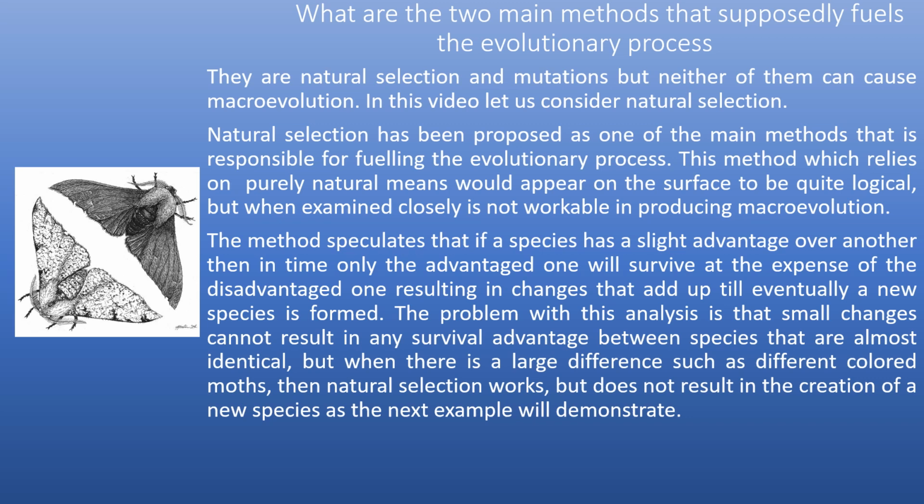The method speculates that if a species has a slight advantage over another, then in time only the advantaged one will survive at the expense of the disadvantaged one, resulting in changes that add up till eventually a new species is formed. The problem with this analysis is that small changes cannot result in any survival advantage between species that are almost identical. But when there is a large difference, such as the different colored moths, then natural selection works, but does not result in the creation of new species, as the next example will demonstrate.